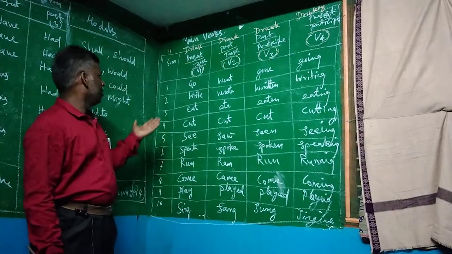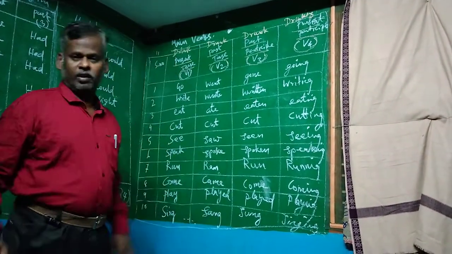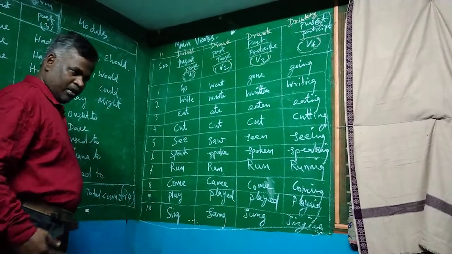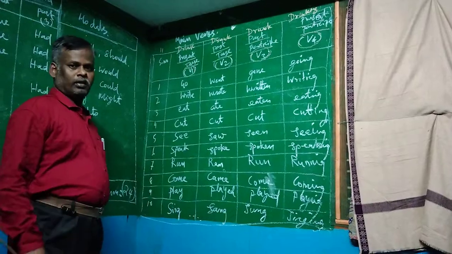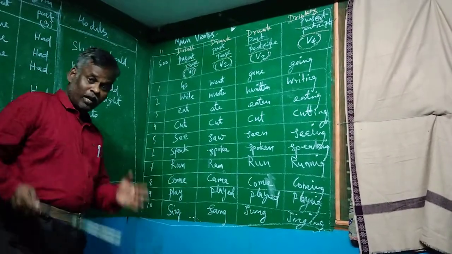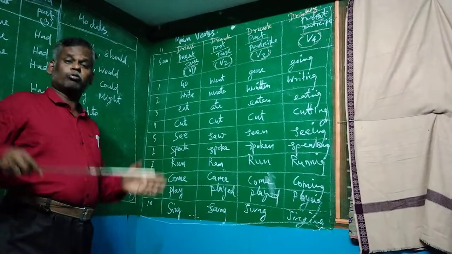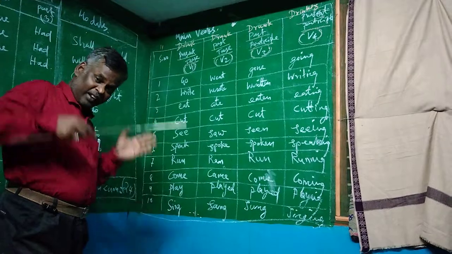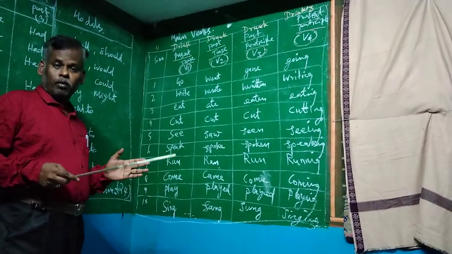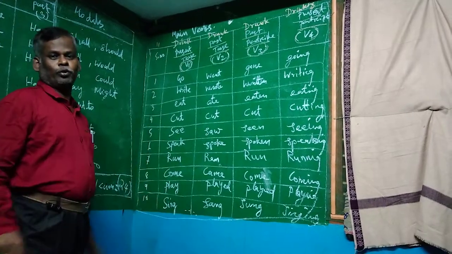That's why I have given an example, go, meaning I go, you go, but all the people will go one day to heaven or hell. If you do good things, you will go to heaven. If you do good things to the good people, you go to heaven. If you do bad things to the bad people, definitely you will go to heaven.